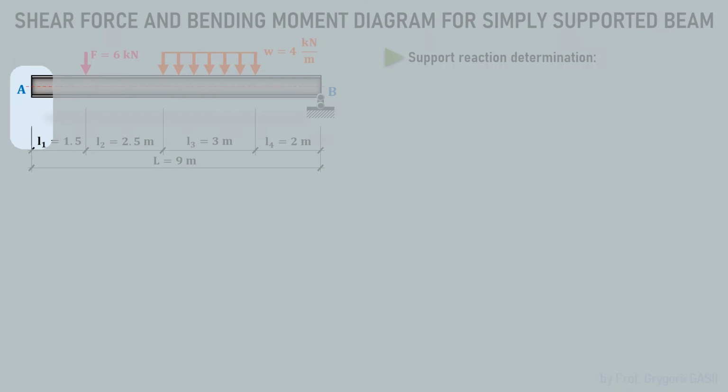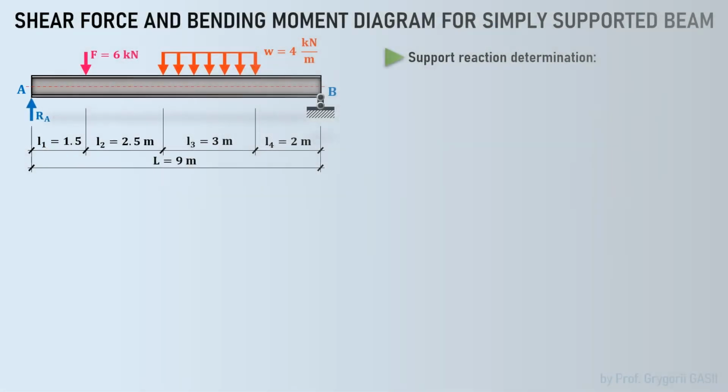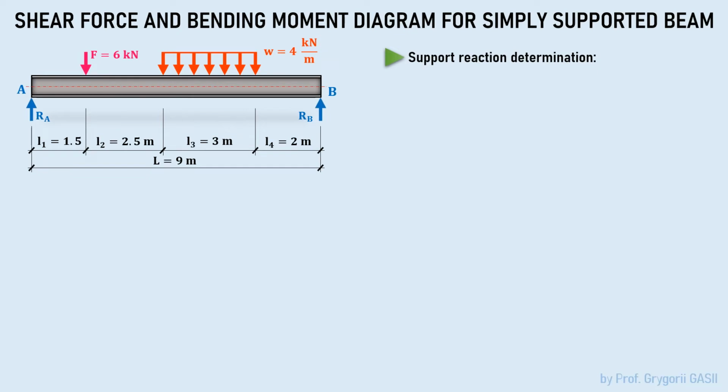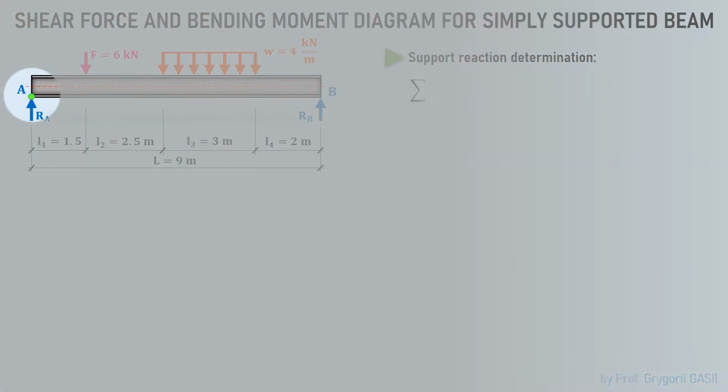At point A, the support reaction RA is applied instead of the pinned support. There is no horizontal component of support reaction at point A, because there are no horizontal loads, and at point B, the support reaction RB is applied instead of the roller support. To determine support reactions, equilibrium equations are used, which describe the static equilibrium of all internal and external forces of the system. To begin with, let's consider moment equilibrium about point A.